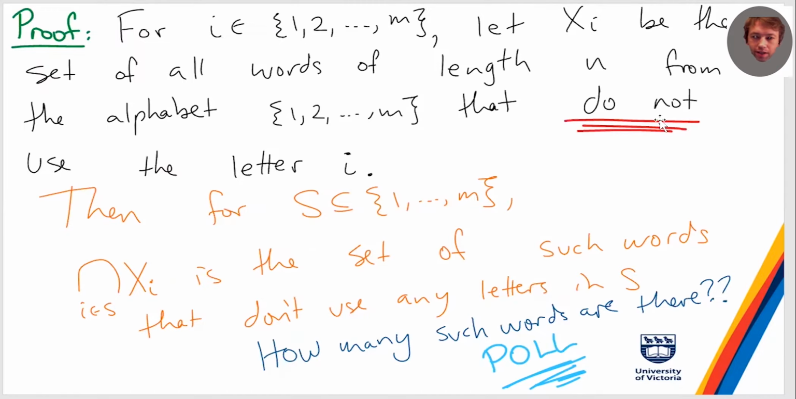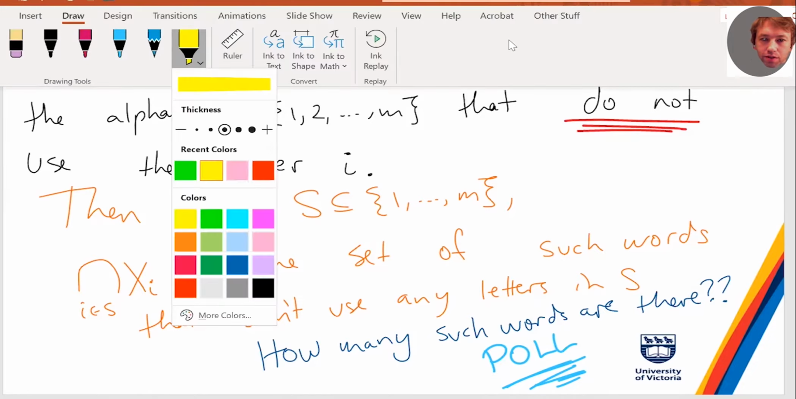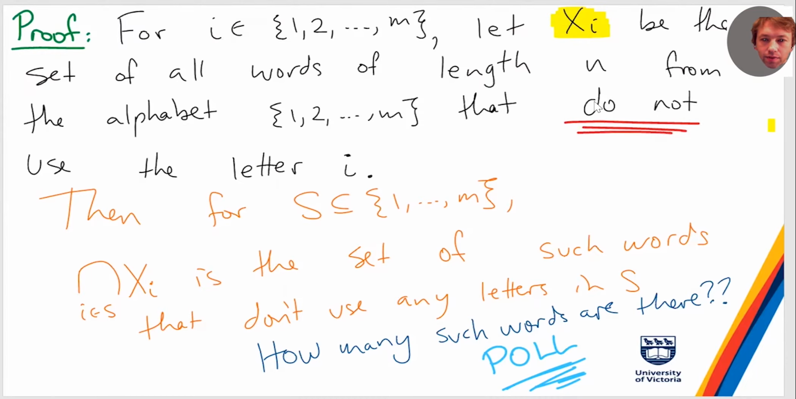Okay. So actually, this is kind of related to this comment in the chat about the intersection. For each i between 1 and m, suppose I let x_i be the set of all words of length n from the alphabet 1 up to m which do not use the letter i. So x_i is the words that do not use i.